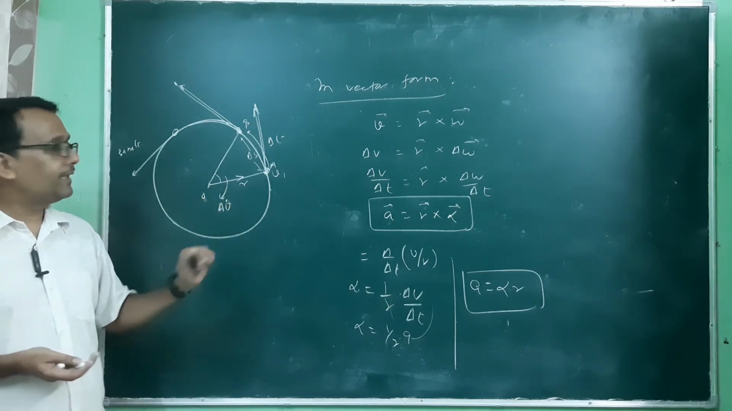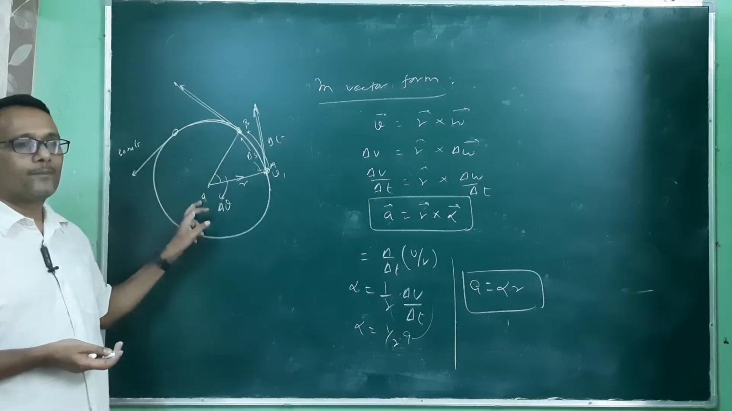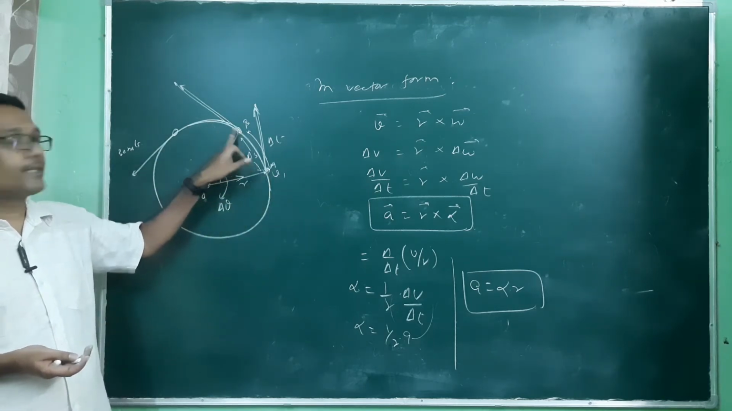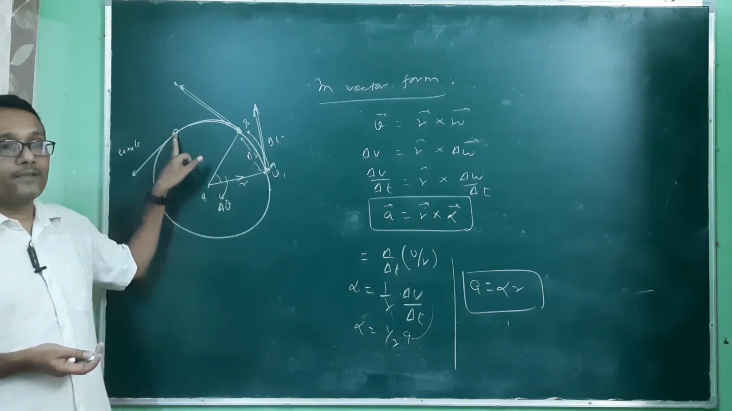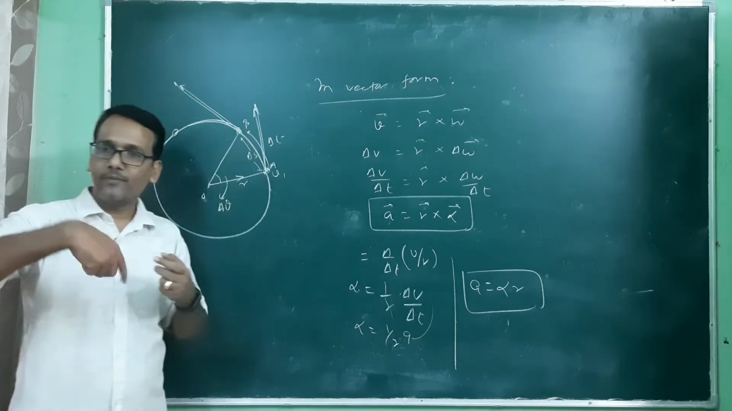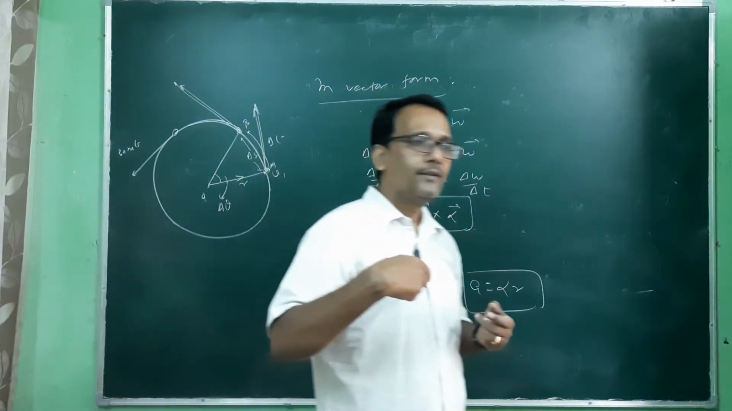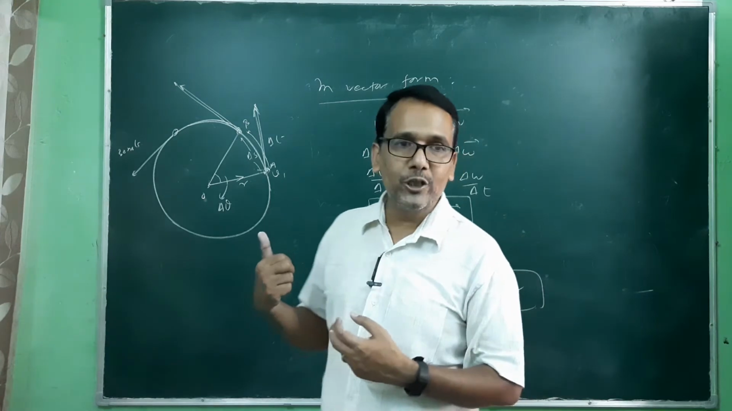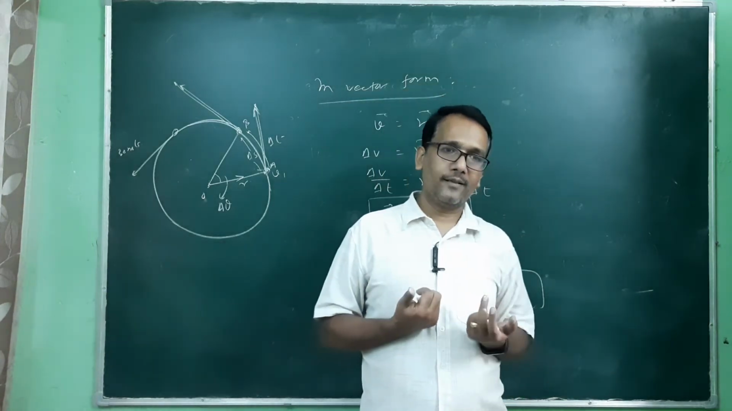The second situation could be that the magnitude is also changing. Here it is 30 meters per second, it becomes 40 meters per second, it becomes 50 meters per second. This magnitude is also changing; the speed is also changing. So there is a change in the direction as well as its magnitude. Then there will be another acceleration.